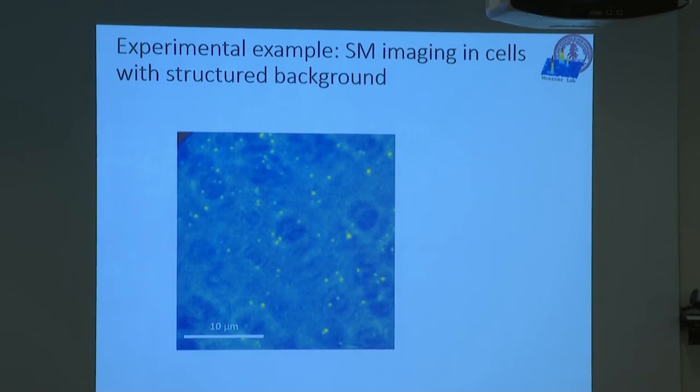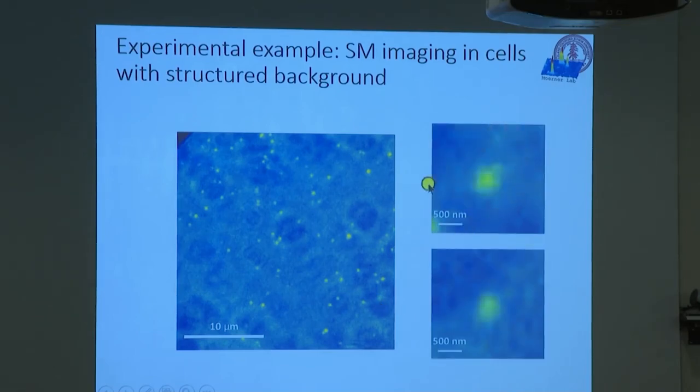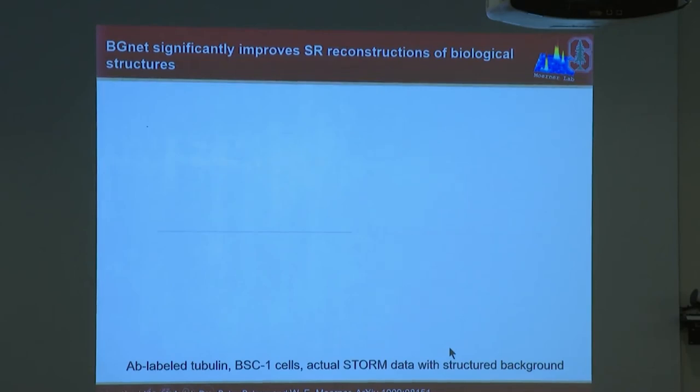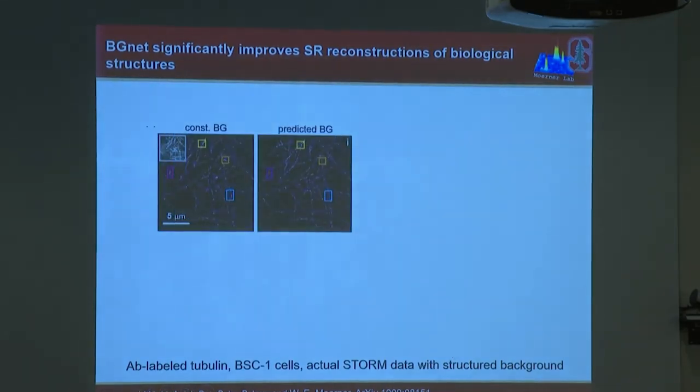To demonstrate it one more time, to show you how this works in a real sample. This is an imaging problem where we're looking at cells, but now I'm showing you an example of one frame from the movie of single molecules. You see that there's very bad structured background in this image. Individual molecule PSFs are corrupted by that background in different crazy ways. So if we use the net, then we can analyze images of microtubules that come from the super-resolution measurements.